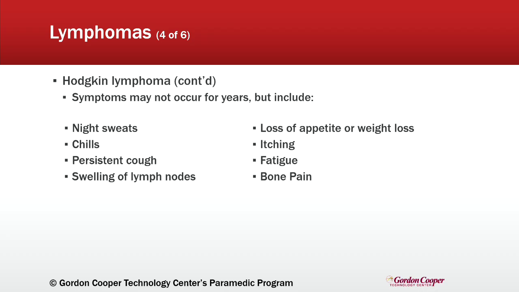Hodgkin's lymphoma may have no symptoms for years, but when they're present, they can include things like night sweats, chills, a nagging persistent cough, swelling in the various lymph nodes, a loss of appetite, weight loss, itching, fatigue, and even bone pain. With treatment, remission can occur for long periods of time, and it is even possible to cure the disease with treatments.